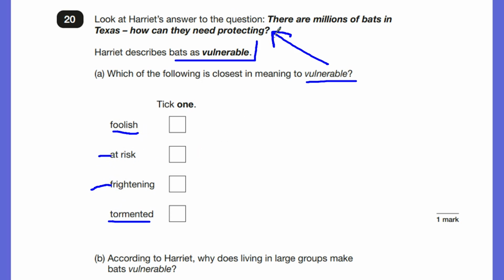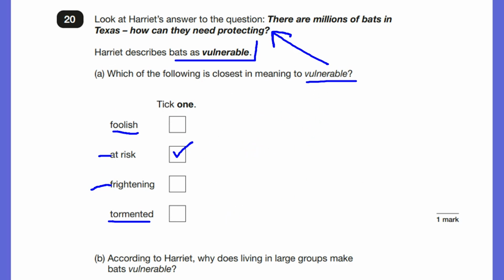Okay. Now, if we're talking about the bats being protected, I don't think we're talking about the bats being frightening. I think that in this case, we're going to mean that the bats are possibly at risk, and that's what that word vulnerable means. So we'll tick that one. I would advise going back to the text and just reading where this word appears, but it's one of those questions where you can save time if you already know what the word vulnerable means.